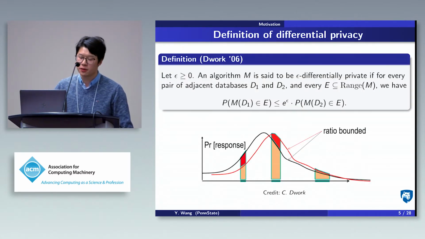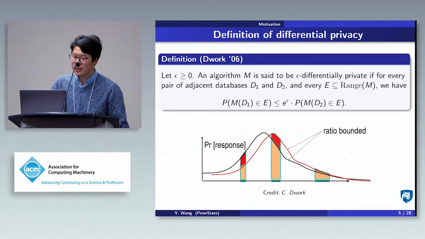We use the pure differential privacy definition in our work. An algorithm is said to satisfy differential privacy if the probabilities of seeing any output from running on adjacent databases are bounded by some constant. Note that here we use E as an event to represent the output space.